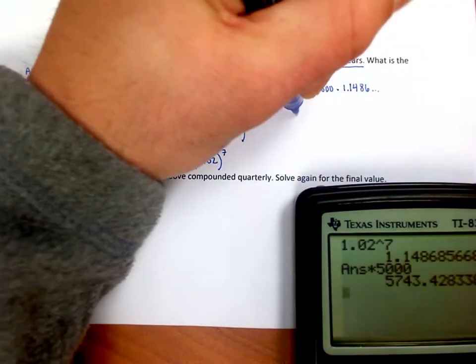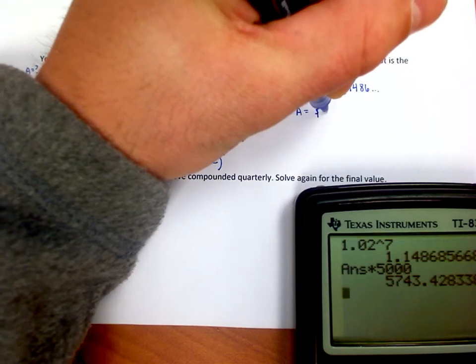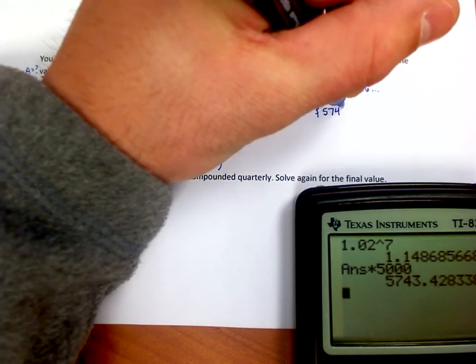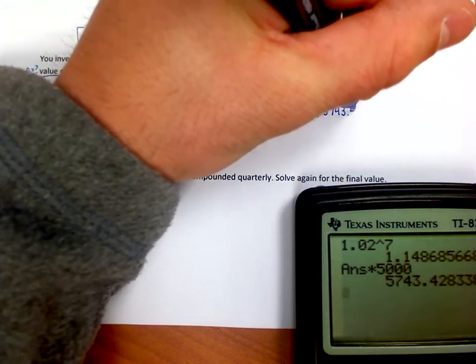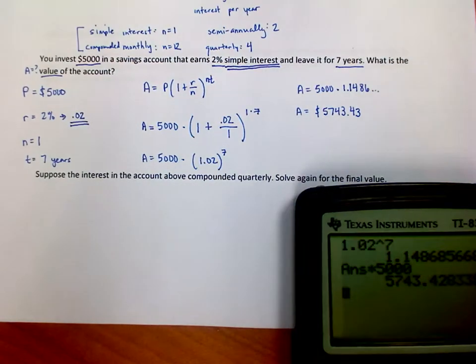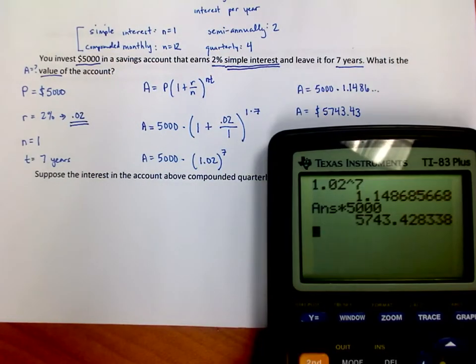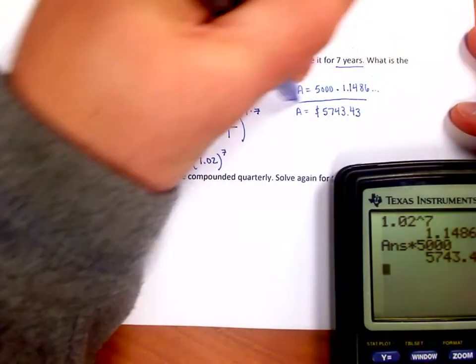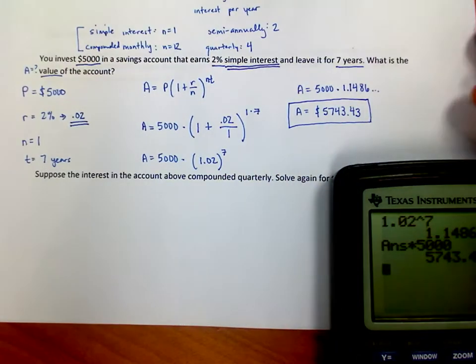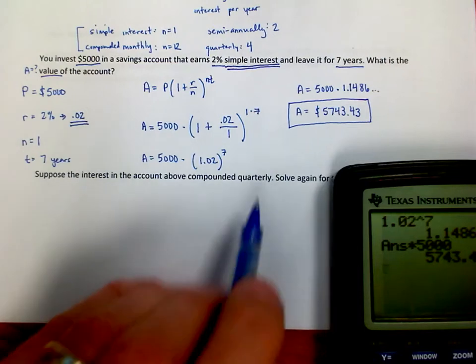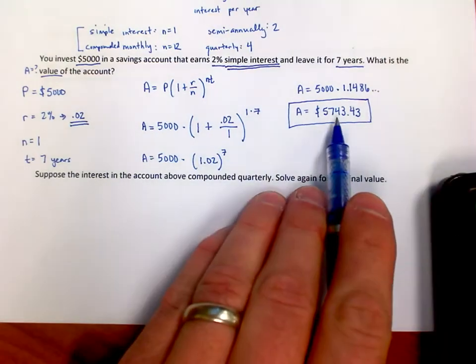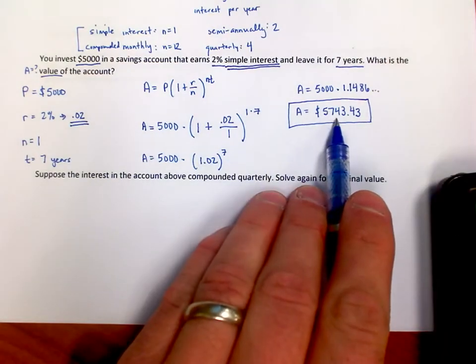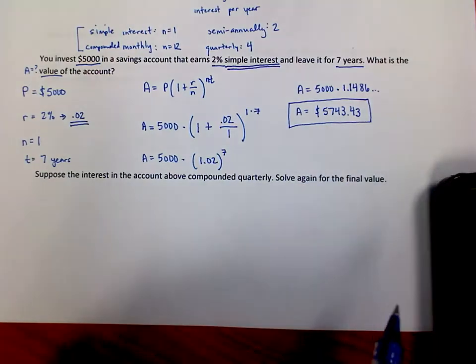And the answer is, the amount that I have in that bank account is $5,743.43, it looks like, because it's 0.428, so I'm going to round up to 0.43. So we're going to take it out to 2 decimals because that's pennies, and that's what we're used to working with in our money system. Okay, so congratulations, over a period of 7 years, you made a whopping $700, about $100 per year.